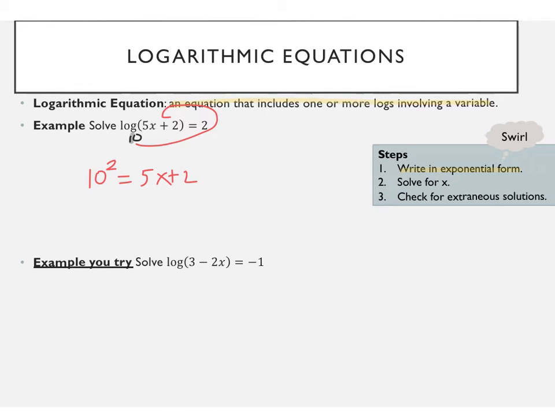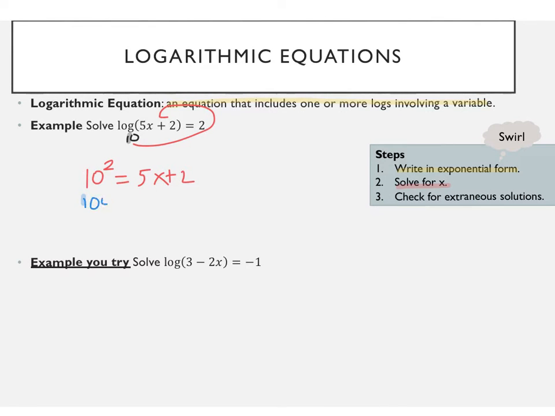Now, our next step is simply to solve for x. So we know we have 100 equals 5x plus 2. When we subtract 2, we'll have 98 equals 5x. And when we divide by 5, we get x equals 98 over 5.